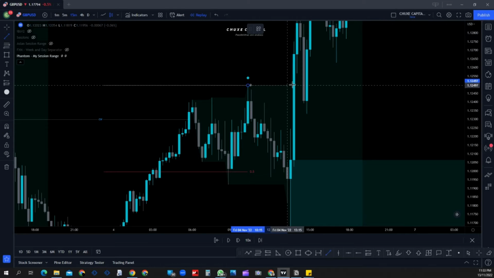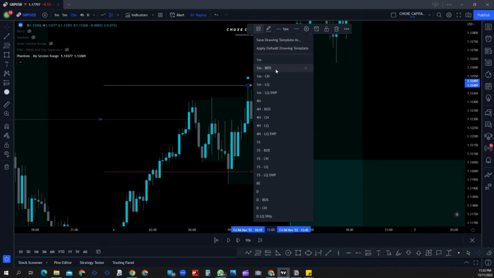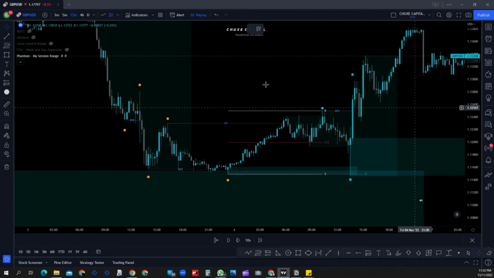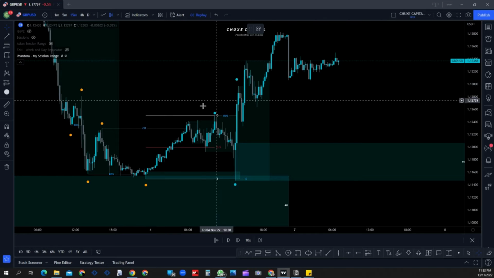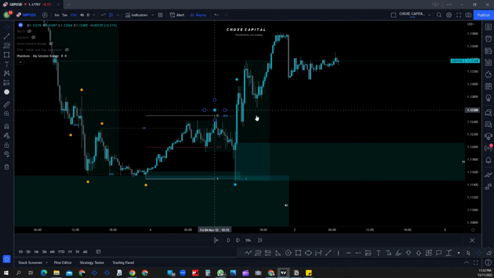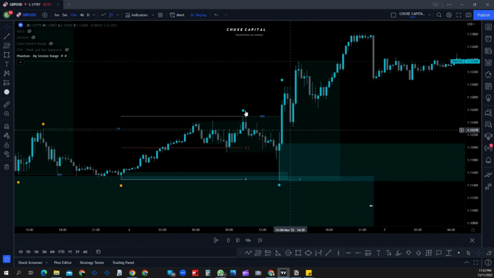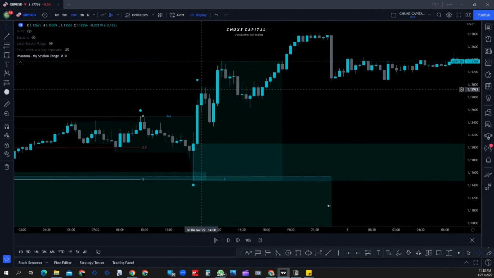Okay, so we have this 15 minutes break. Okay, so we had that. We broke through, pullback broke. So we keep mapping that.